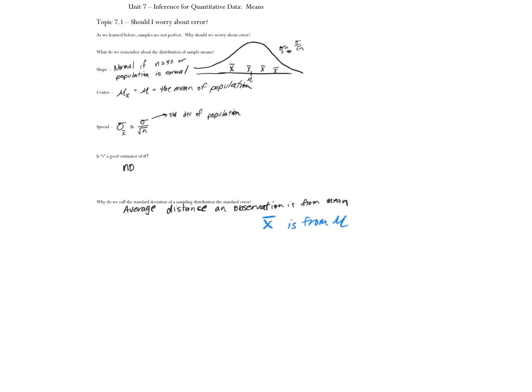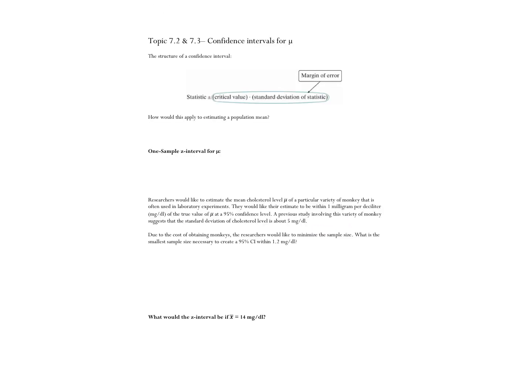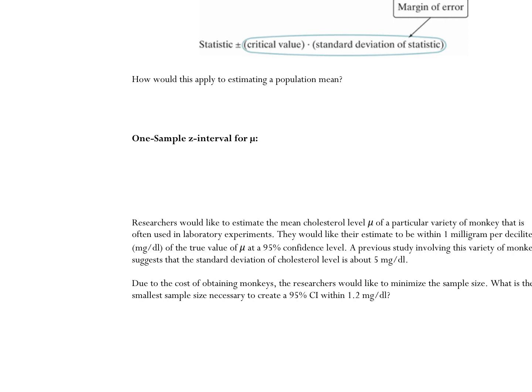All right, so for today only, we are going to live in a world in which we know sigma, which is silly to begin with. We're still going to run a confidence interval. The structure of a confidence interval was a statistic plus or minus the critical value times the standard deviation of the statistic. For the confidence intervals we did in unit 6, our statistic was p hat, plus or minus a critical value of z star times the standard error, the square root of p(1 minus p) over n, but because we didn't know p, we used p hat.